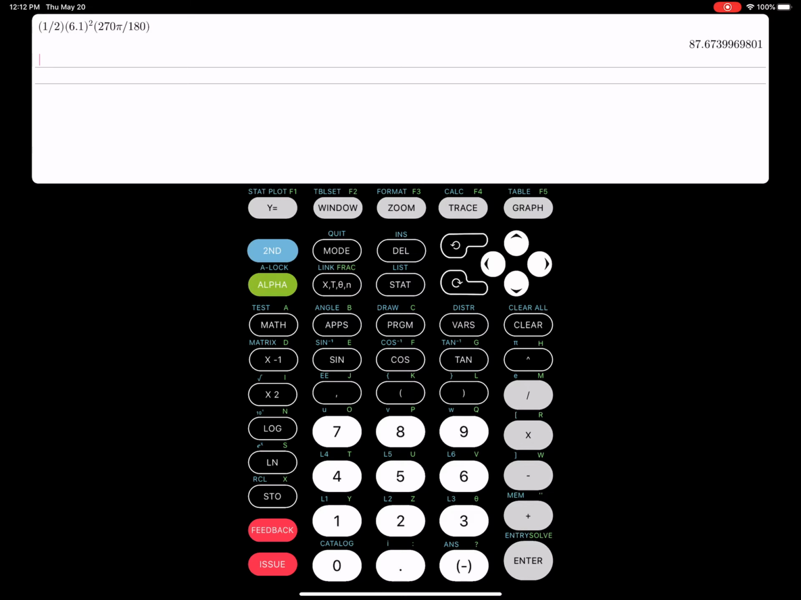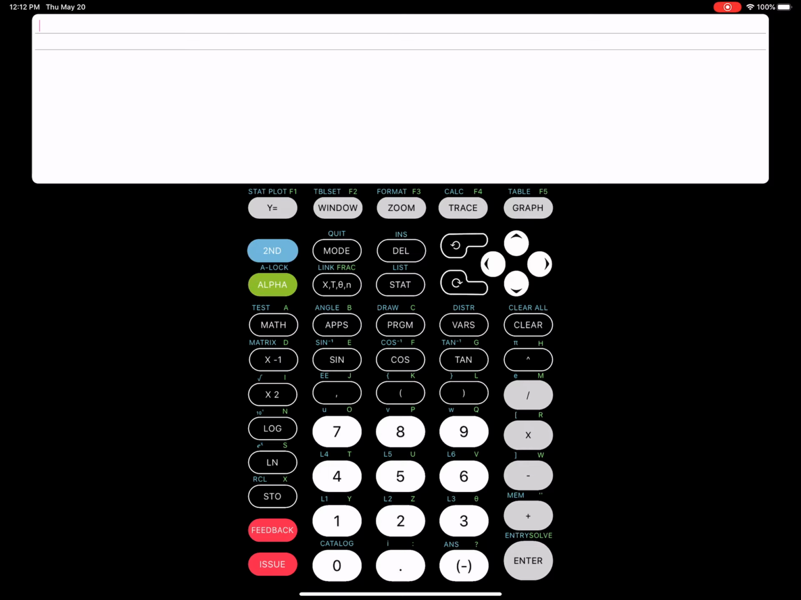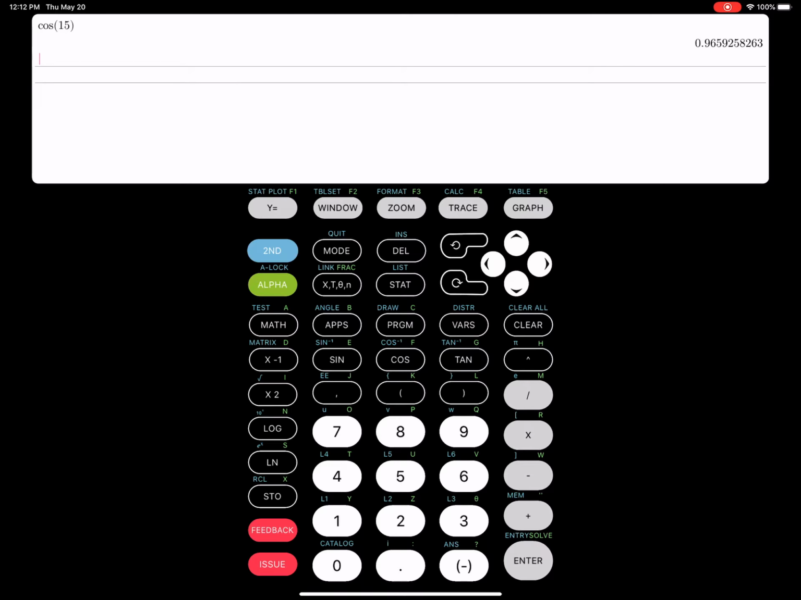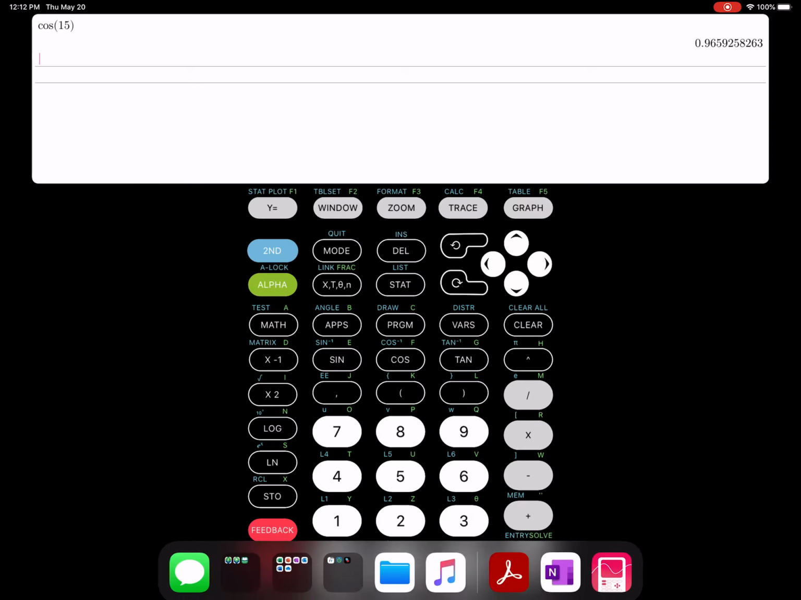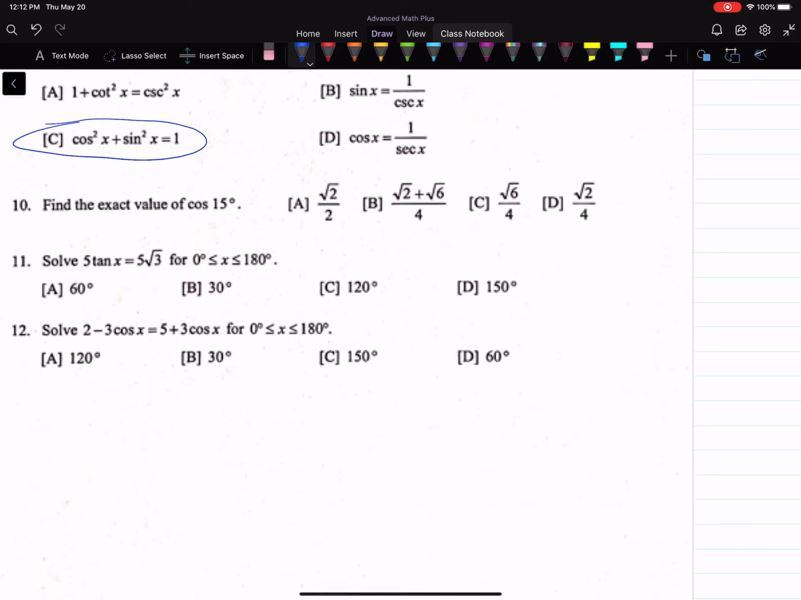And then type cosine of 15 and hit enter, and you're going to get a big long decimal. Okay, your mode was in radians. Yep. Now go back and hit the same thing. There you go. So you get this big long decimal, and all you have to do now is take the answers that you have to choose from and plug those in.